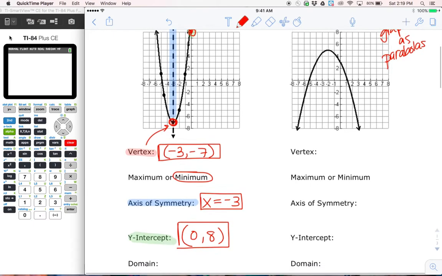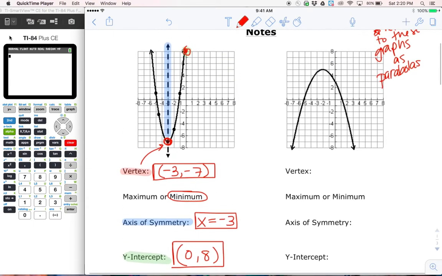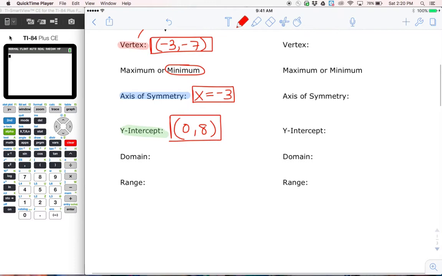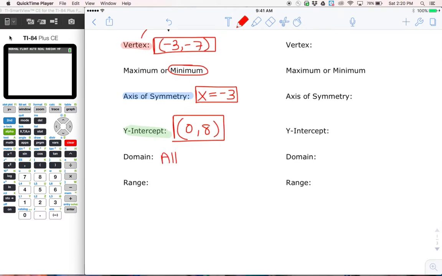All right, the domain and the range. Well, domain means all my x values, and this graph is going left forever. It's also going right forever. So my domain, my x values are all real numbers because it's going left and right forever.